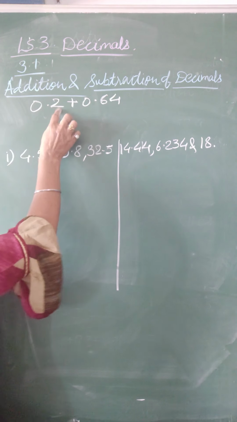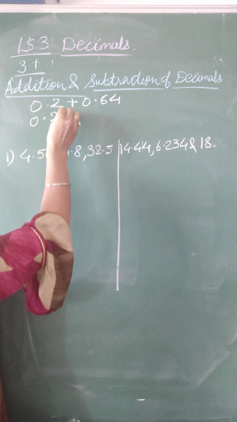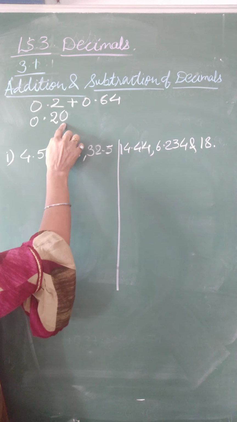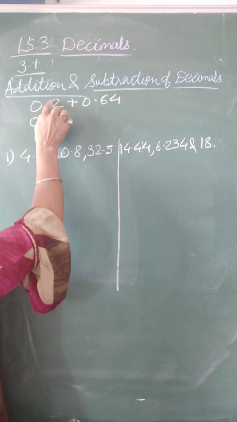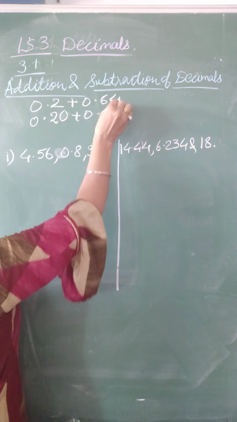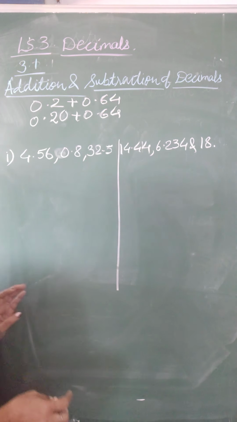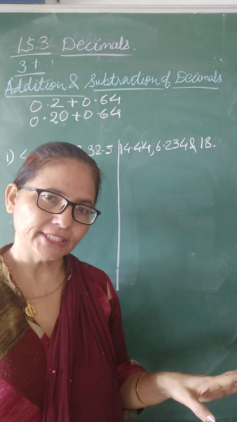Now here there are 2 decimal places and here 1. So I can make this decimal place 2. What I will do is take 0.2 and add 1 more 0 here. So 0.20 and 0.2 are both the same. And this will remain as it is. Now the number of decimal places in both is the same. This is how to convert the given decimals into like decimals.